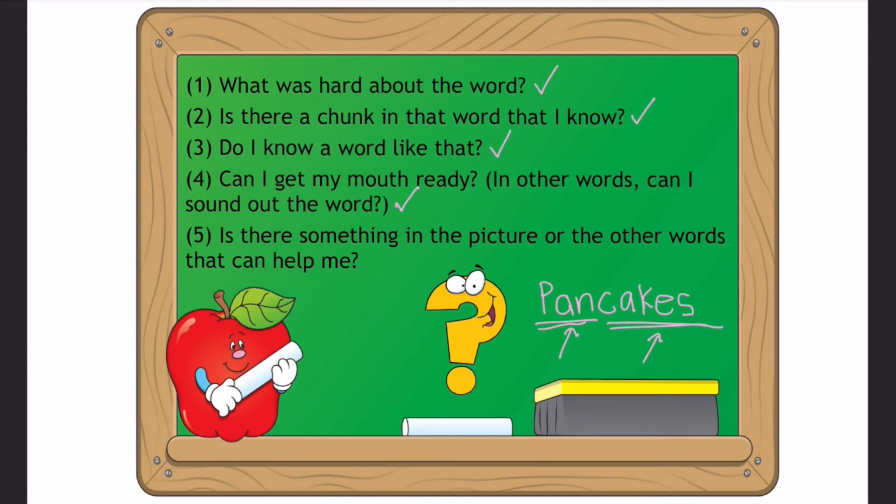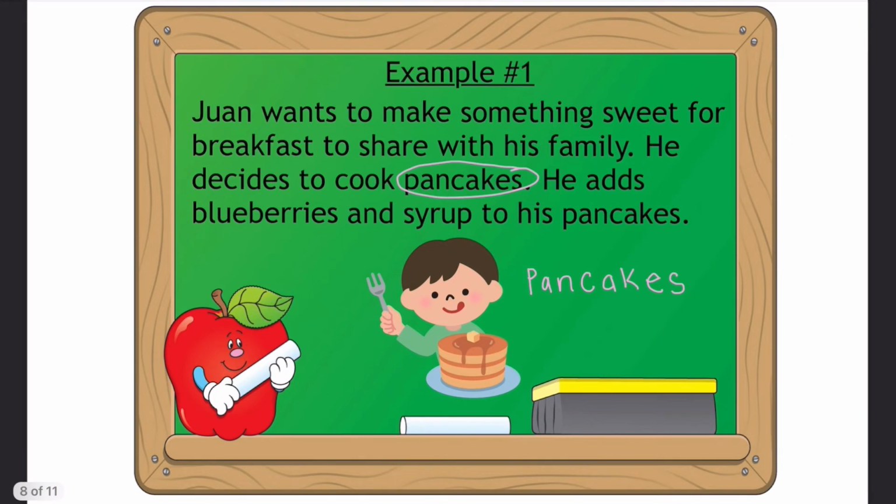Is there something in the picture or the other words that can help me? And now to answer question number 5, let's go back to our passage that came along with a picture and see if these can give us any clues to what the word might mean. So first off, let's take a look at the picture. The picture shows a person. In this example, his name is Juan, and he is eating, and we know that he's eating because he's holding a fork and he is making a face where it looks like what he's eating is yummy, and we can see that there is a plate with some type of food on it. And so this shows us that he's eating something.